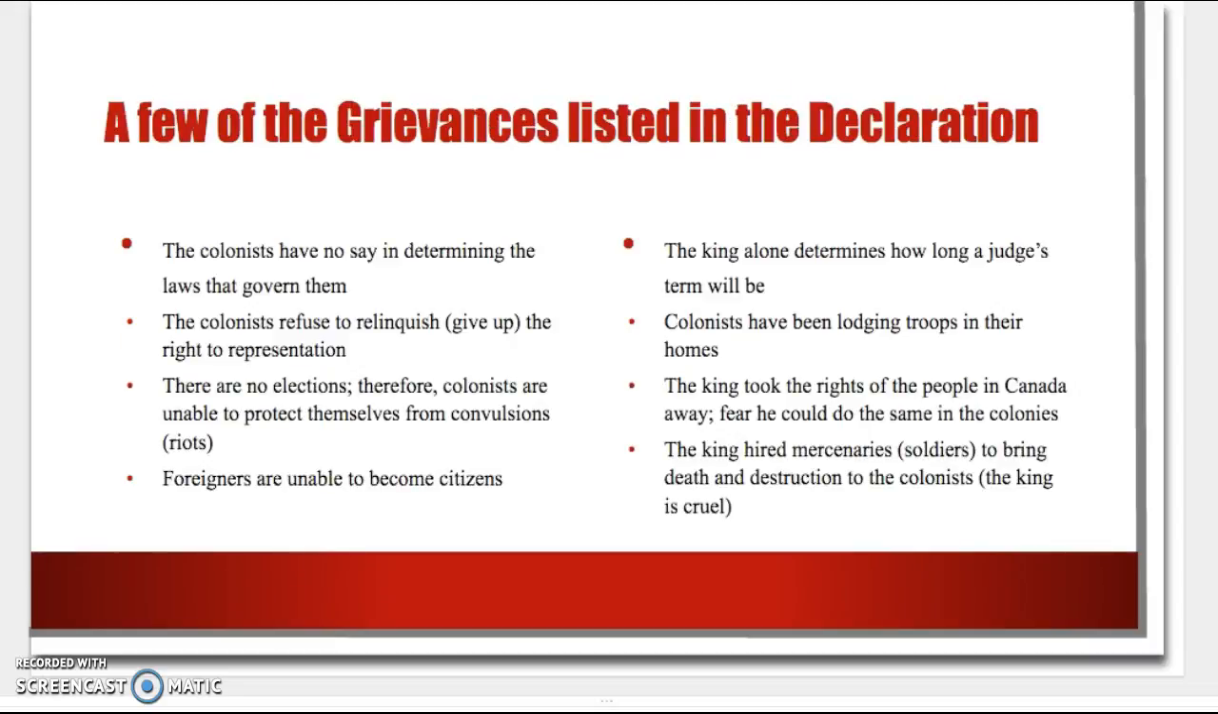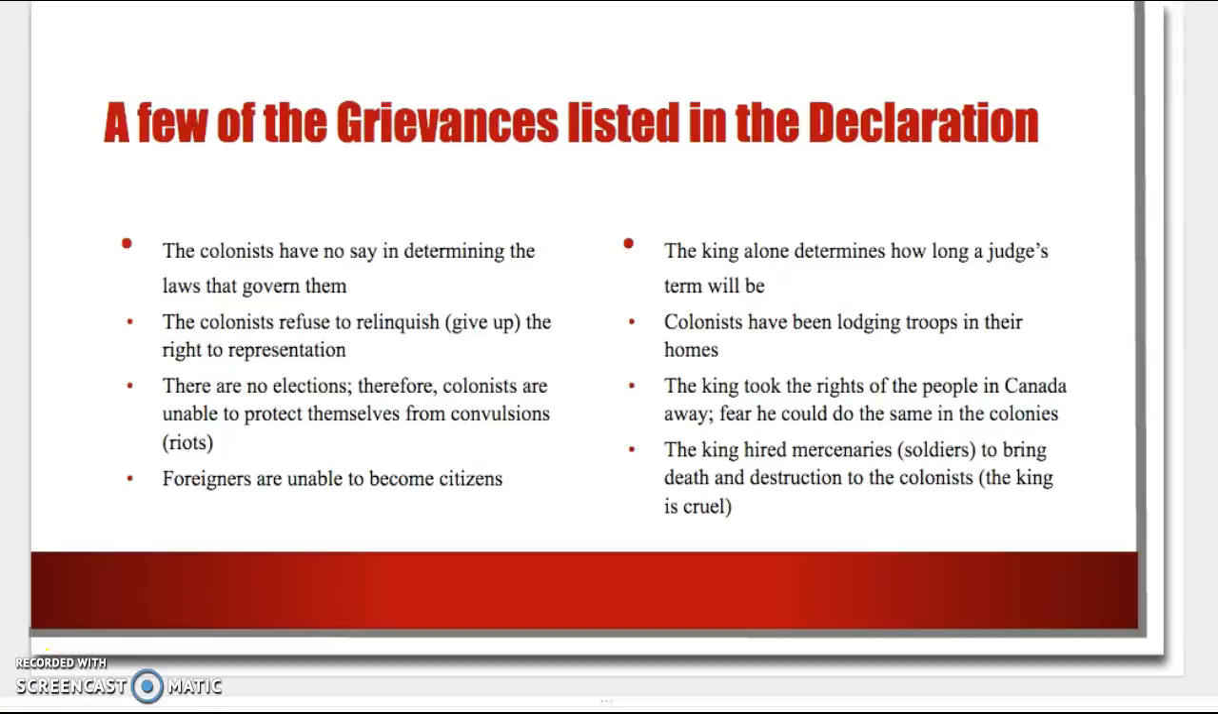The colonists have no say in determining the laws that govern them, right? Because the king made those laws. The colonists refuse to relinquish or give up the right to representation. There are no elections. Therefore, colonists are unable to protect themselves from convulsions. Foreigners are unable to become citizens. The king determines how long a judge's term will be. Colonists have been lodging troops in their home.